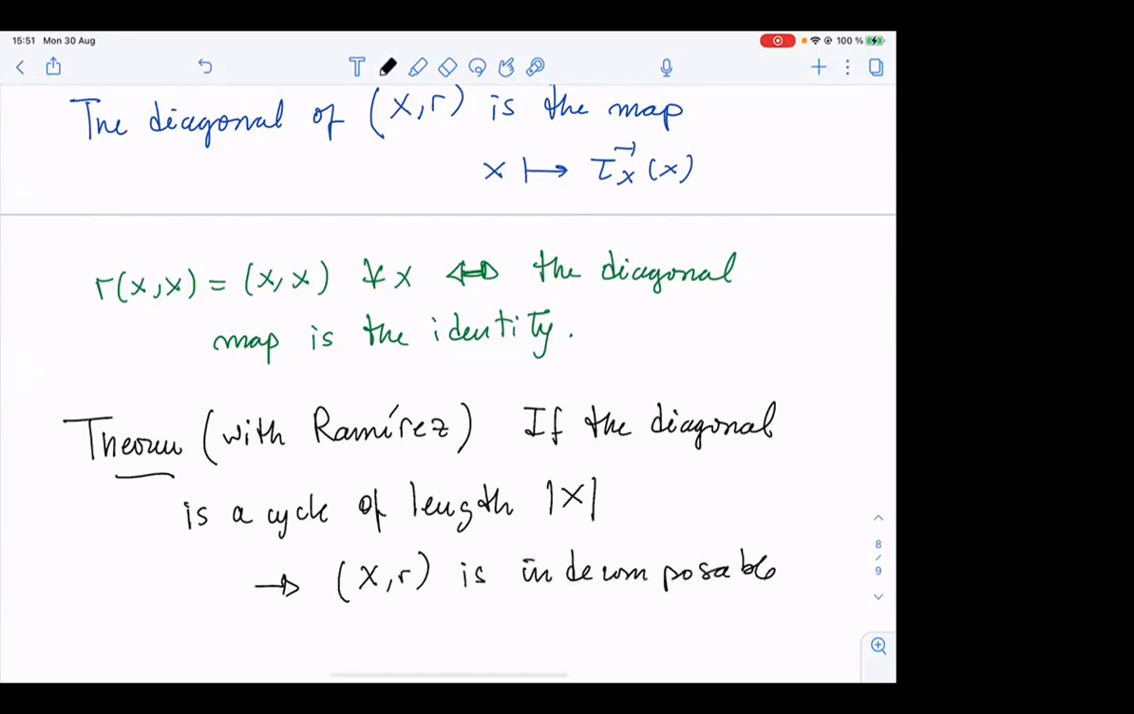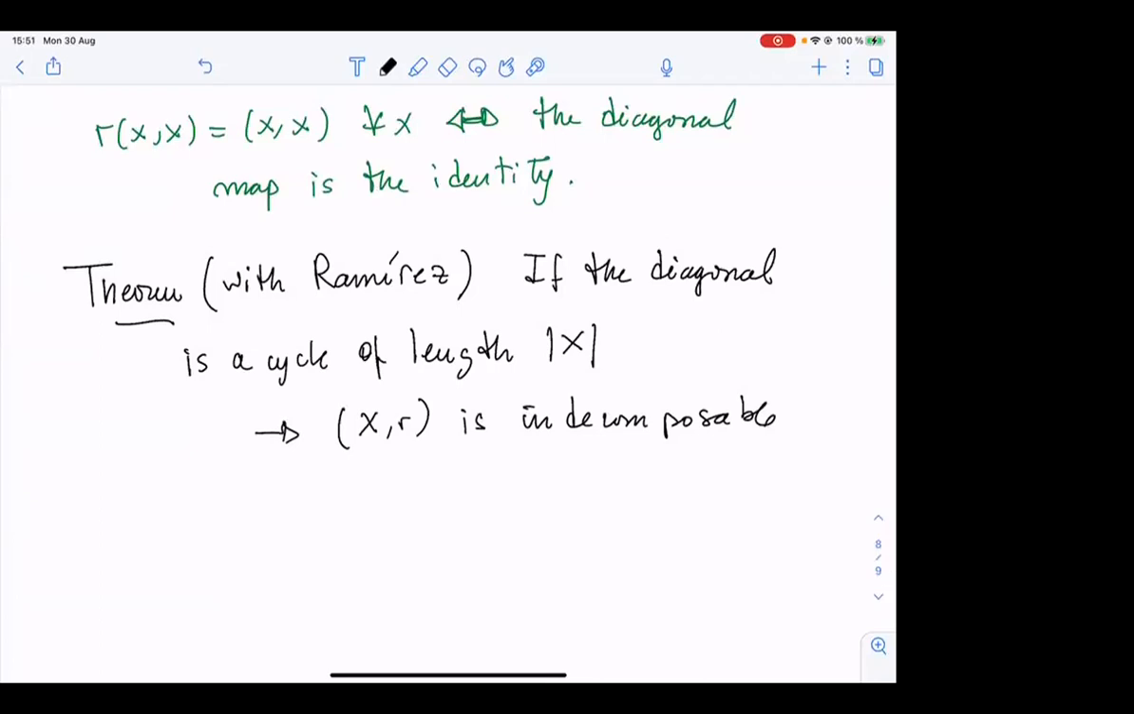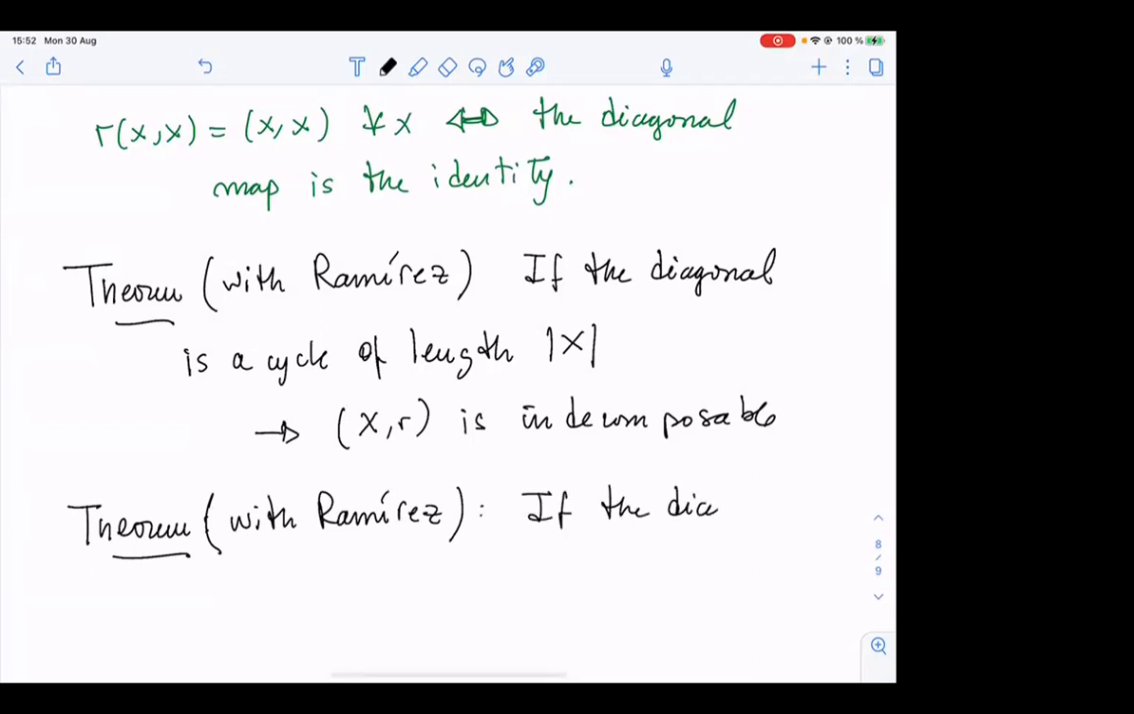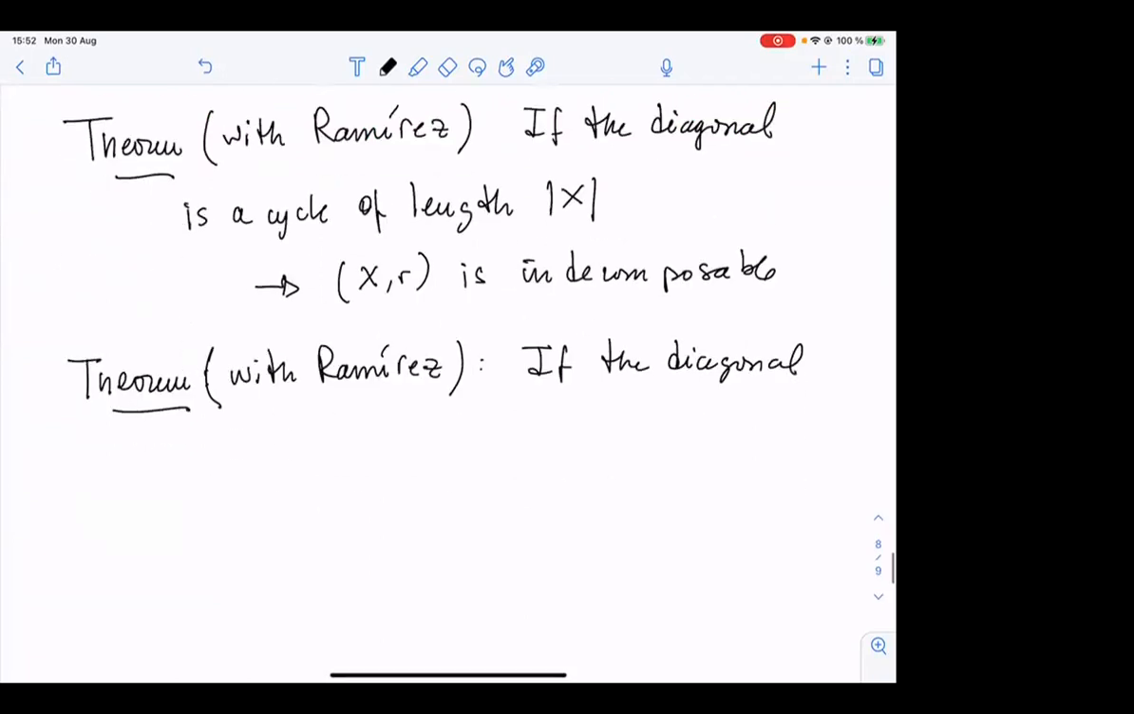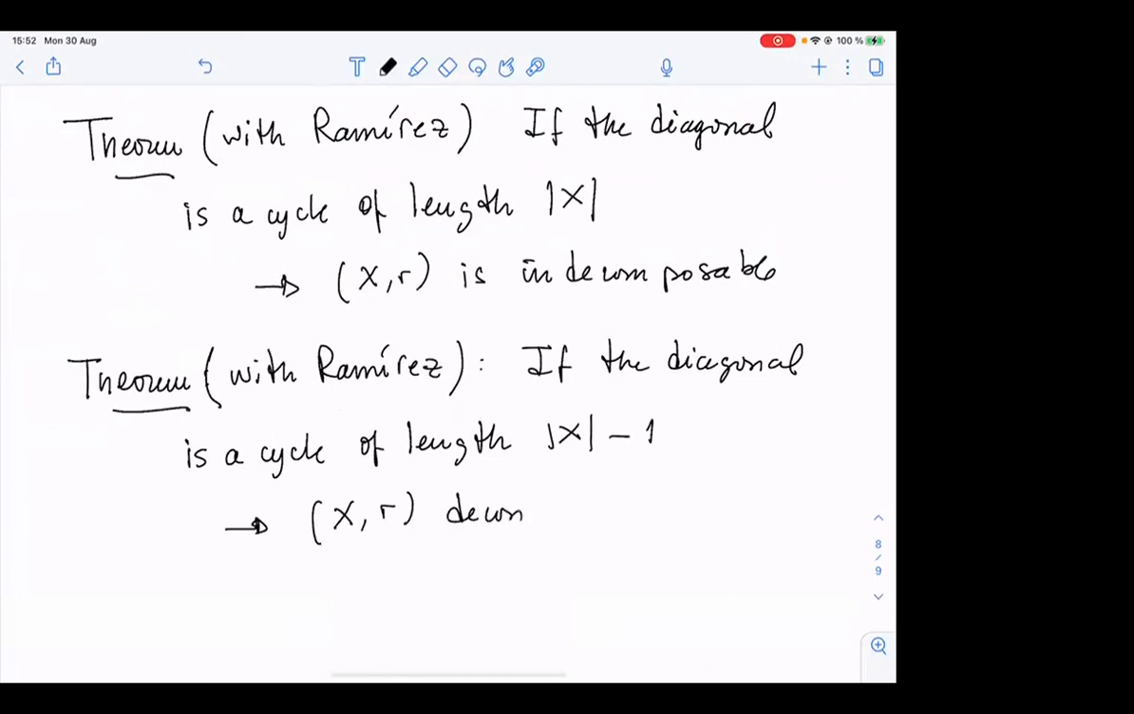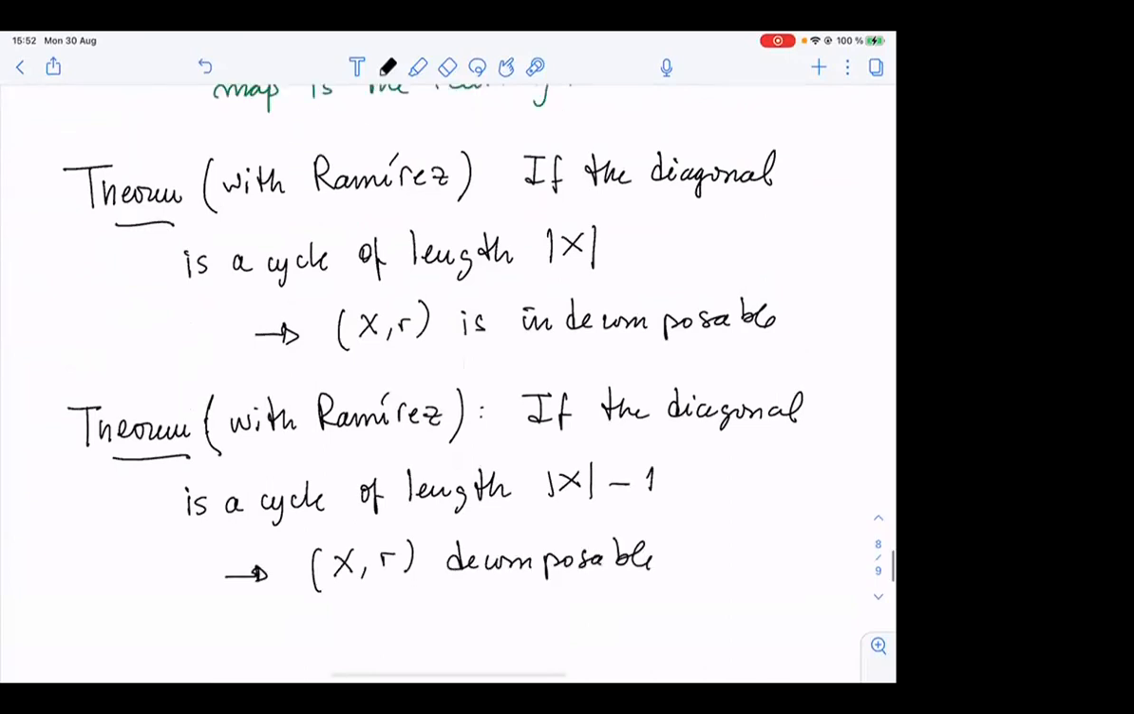then the solution is indecomposable. This is the first result, and another result in the same line, again with my student Ramirez, is that if the diagonal is a cycle of length, say, the size of X minus 1, then the solution this time is decomposable. Okay?